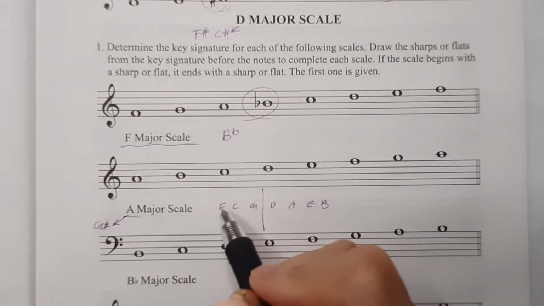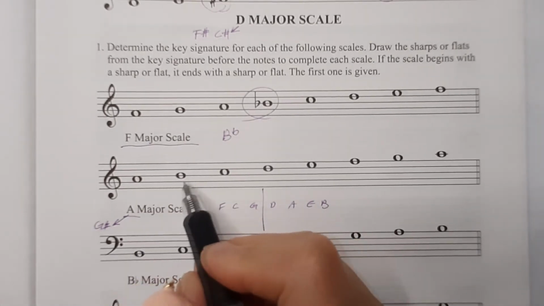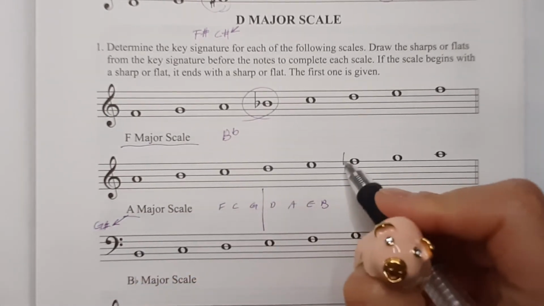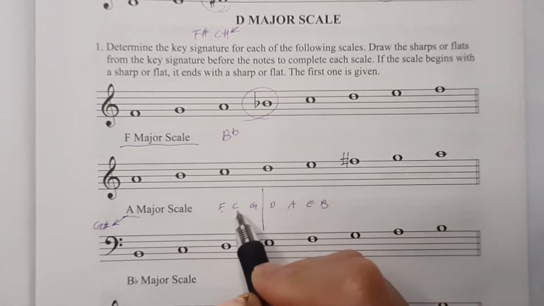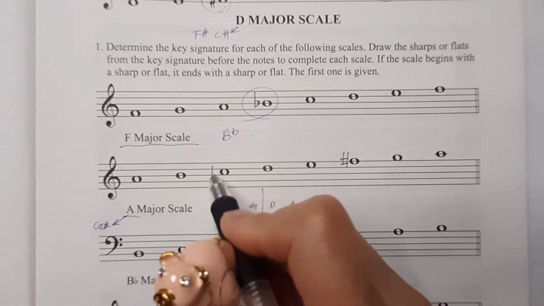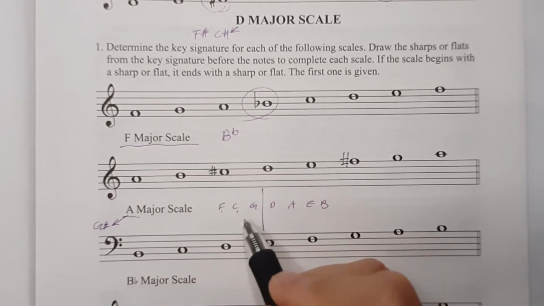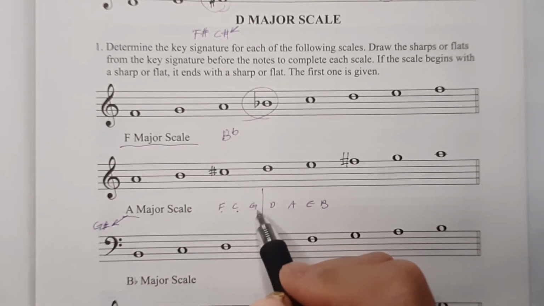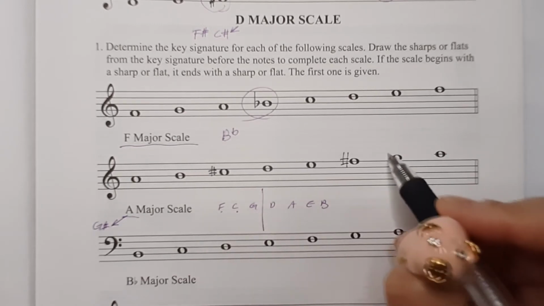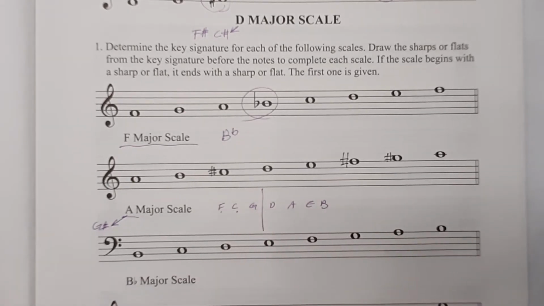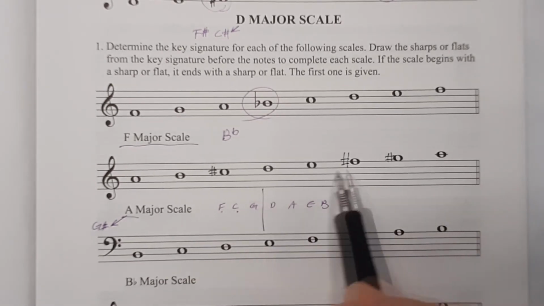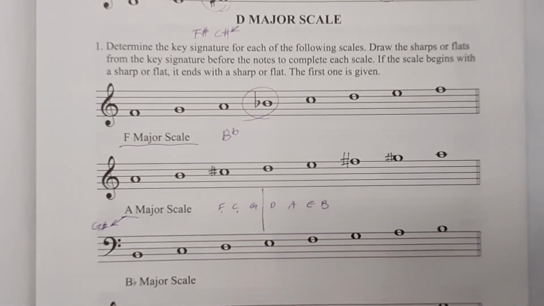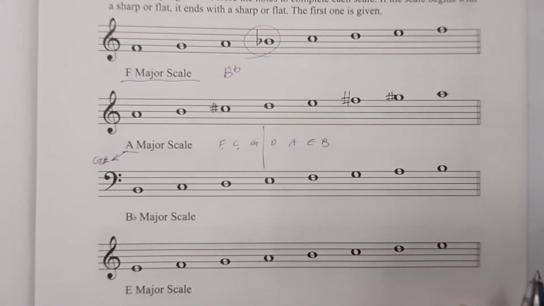Okay? Let's go with F first. A, B, C, D, E, F. There's F sharp. And C sharp. So A, B, C, and a G sharp. So there's F and G. This is it. This is A major scale with F sharp, C sharp, and G sharp. Okay? All right. Then why don't we do one more sharp key?